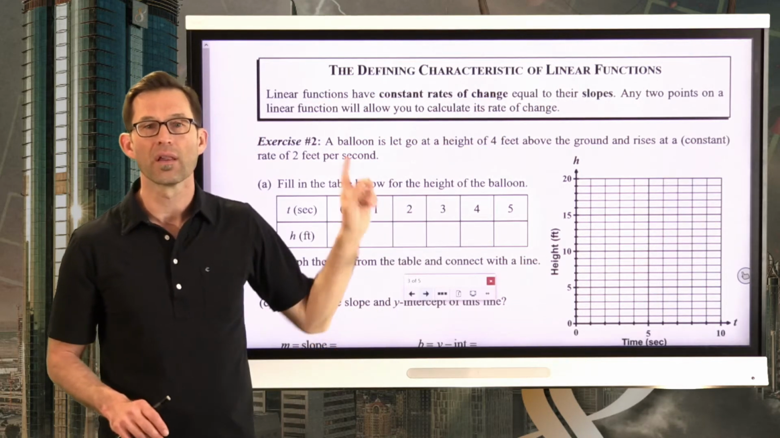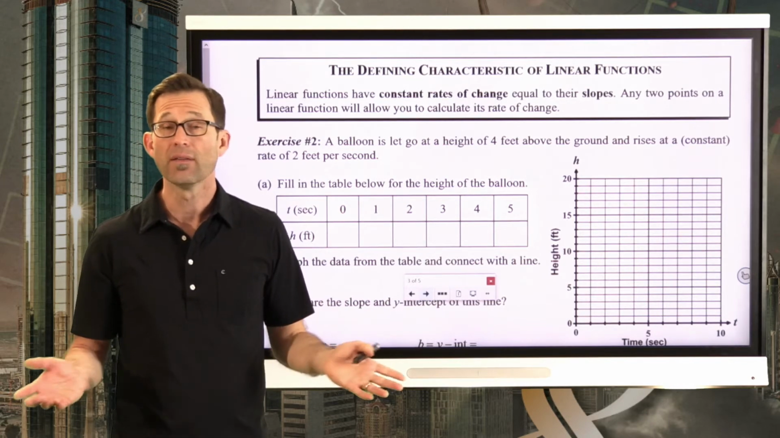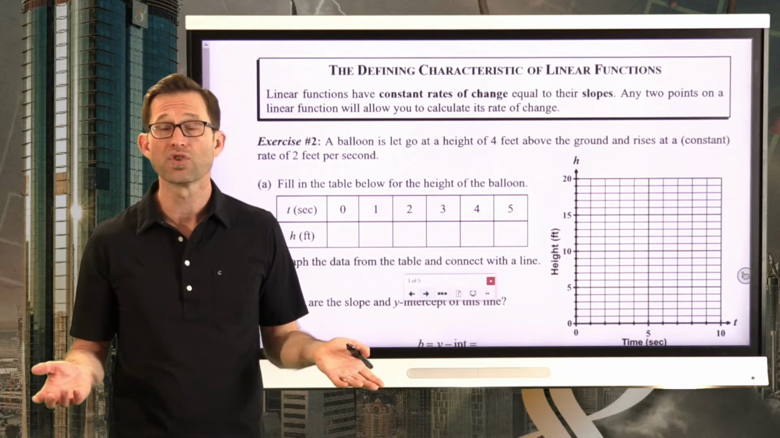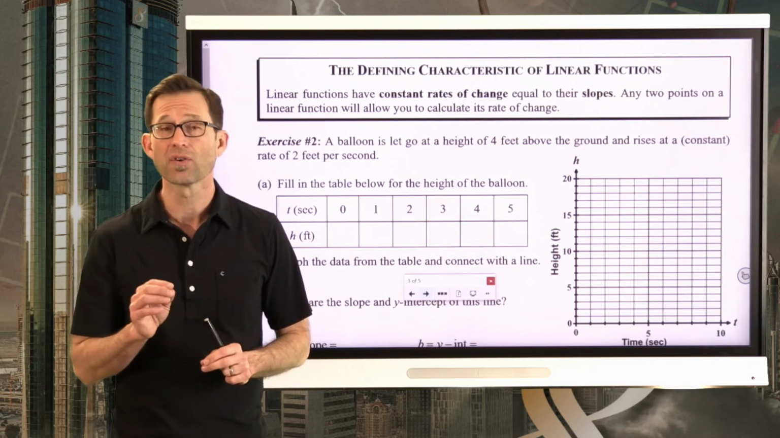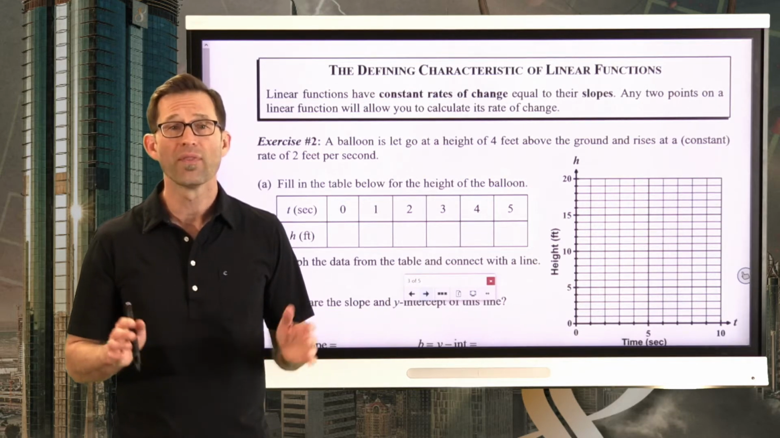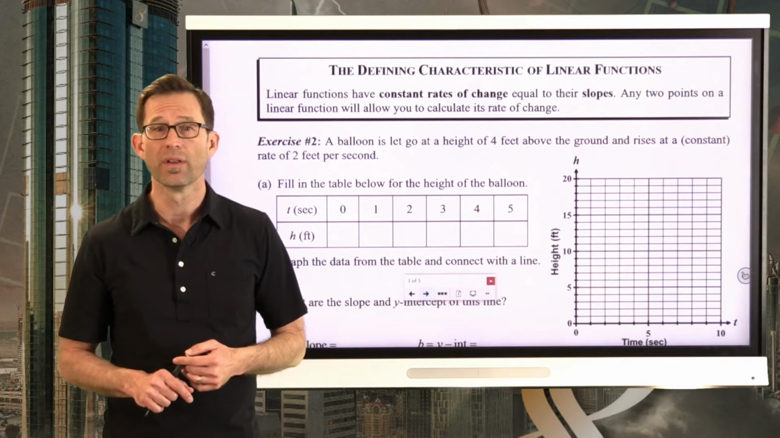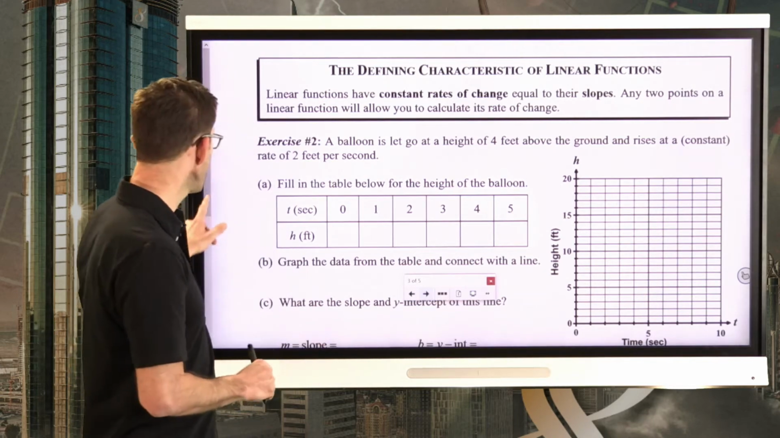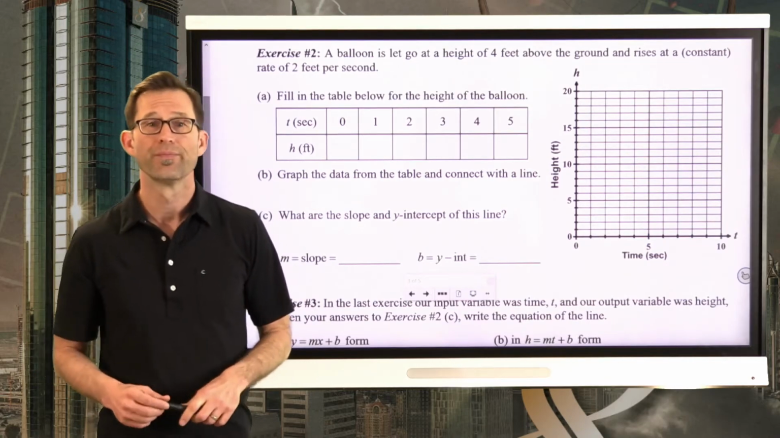Any 2 points on a linear function will allow you to calculate the rate of change. And granted, it's just that one rate of change. We'll look at some non-linear functions eventually, functions whose rates of change do depend on the input-output pairs. But for linear functions, it really doesn't. So let's take a look at a good example of a linear function in exercise number 2.